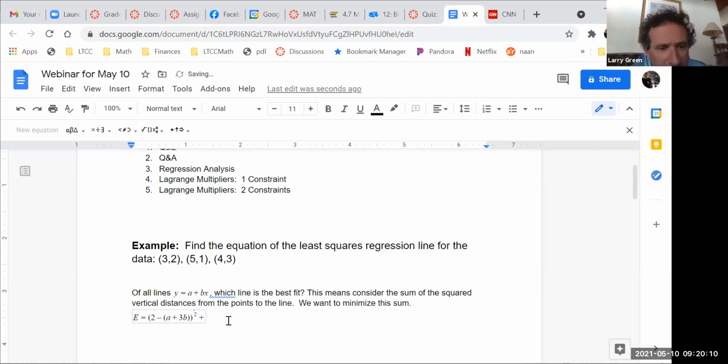Then I do exactly the same thing for the other points. I'm going to copy and paste and change the numbers. So now, instead of a 2, we're going to have a 1, and then a plus 5b, squared.